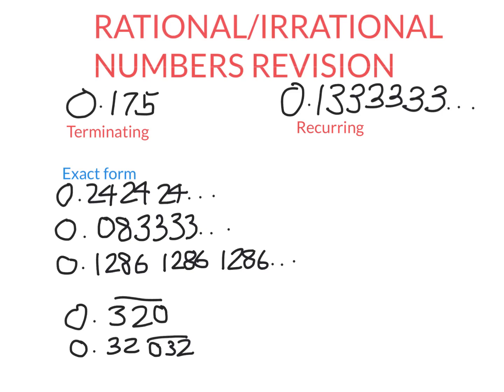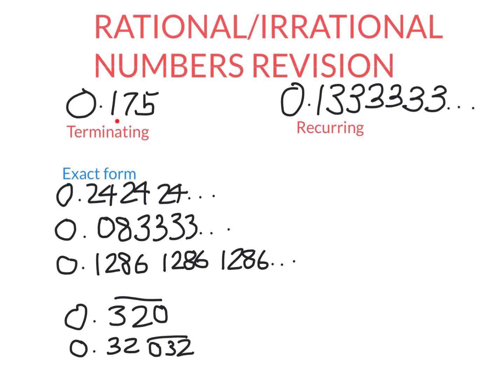Thank you so much for tuning into this video in which we will go through everything you need to know for the upcoming test on rational and irrational numbers. So in order to understand the difference between these two, we really need to understand the different types of decimals. So we're going to start with the difference between terminating and recurring decimals.